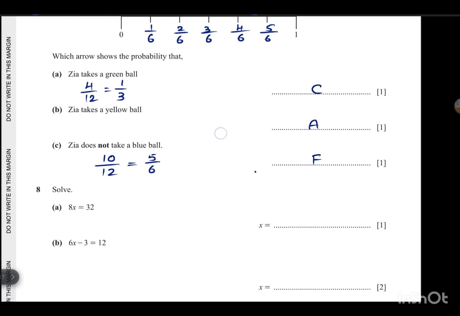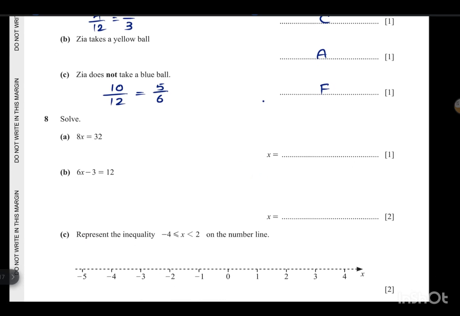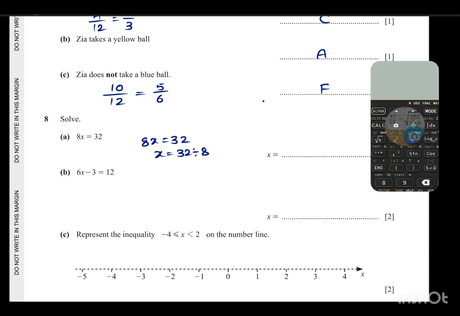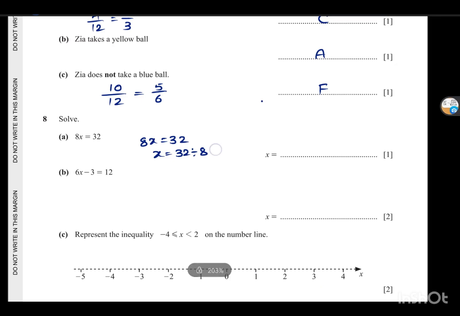Question number 7 is over. Now 8. Solve A. Question A. 8x is equal to 32. For such kind of questions, you have to find out the value of x. Solve means, so x will be 32 divided by 8, because 8 is multiplying x. When you bring it to the right side, keeping x on the left hand side, you will get x is equal to 32 divided by 8. So 32 divided by 8 is 4. So it is 4.